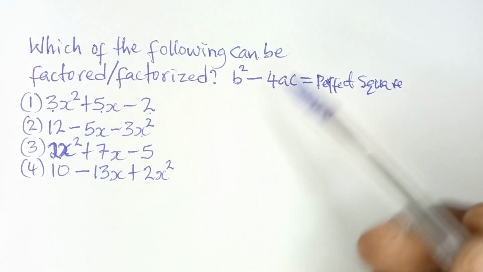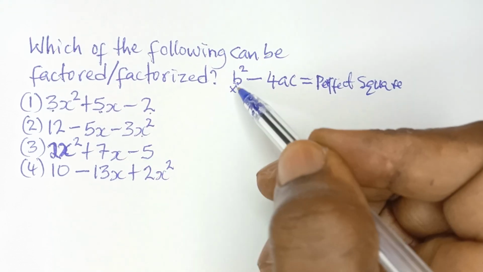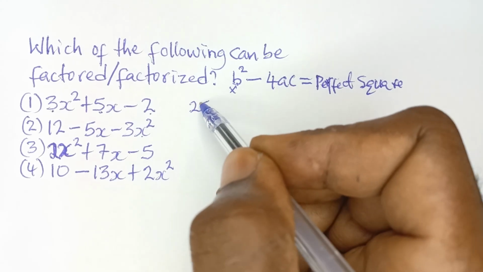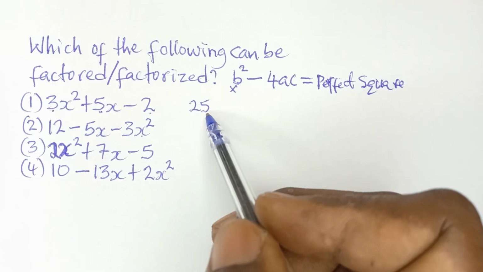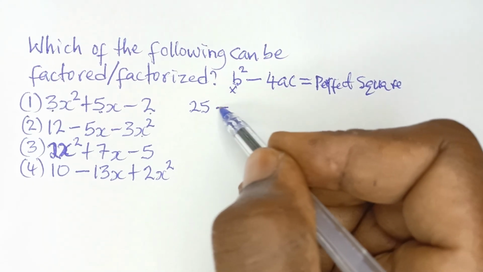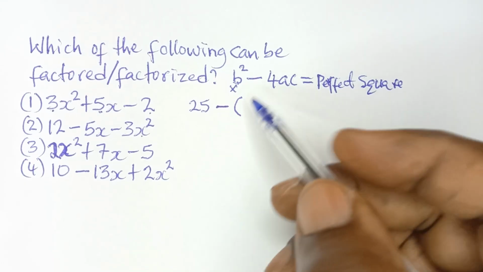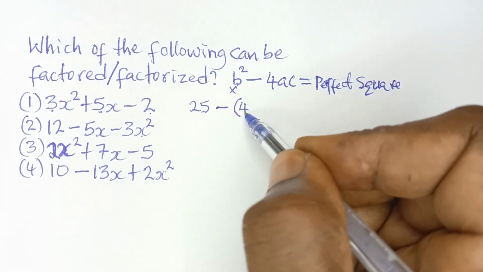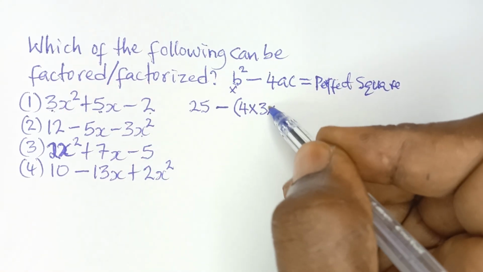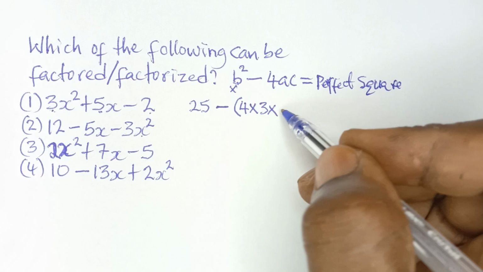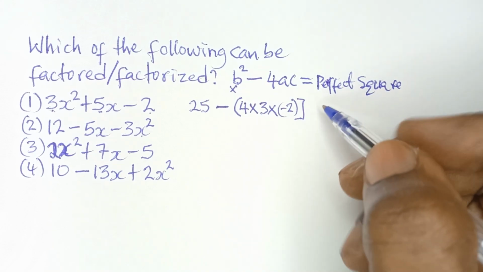So let's identify b squared. B squared is equal to 25. That is 5 squared. Then minus 4ac. So 4 is a constant number there, multiplied by A, which is 3, and then multiplied by C, which is -2.